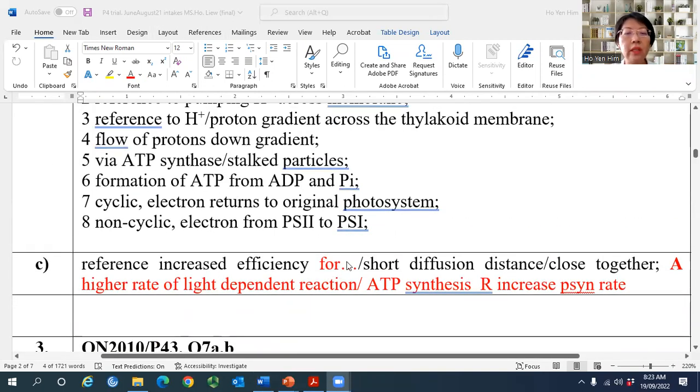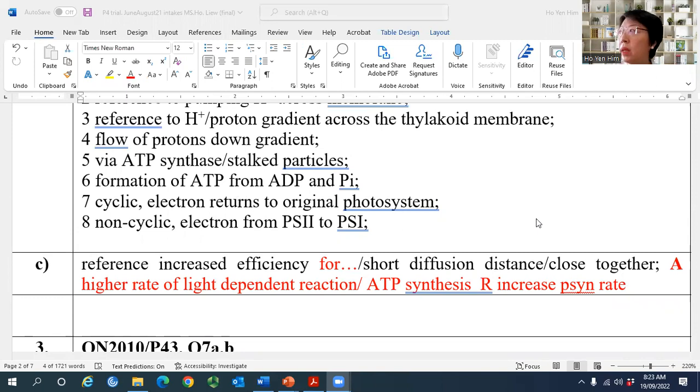Increase in efficiency for what? You need to mention a short diffusion distance, or close together, because all these components need to be close together for what purpose? For higher efficiency in light dependent reaction, because all these 3 things need to be there in order for light dependent reaction to occur. If you say efficiency in electron flow, that is only involving photosystem and ETC, full stop.